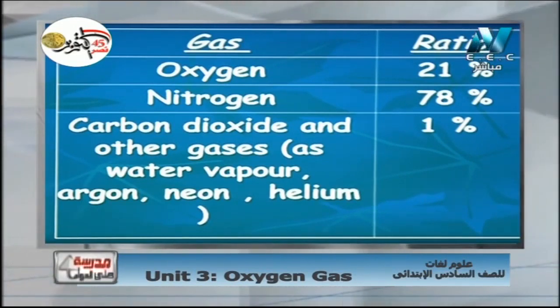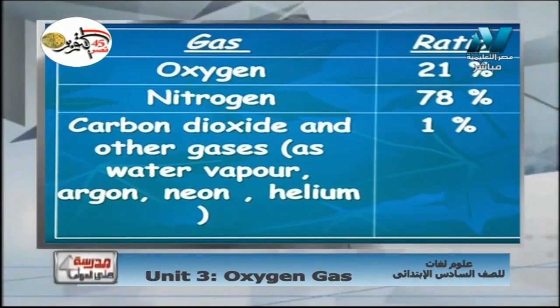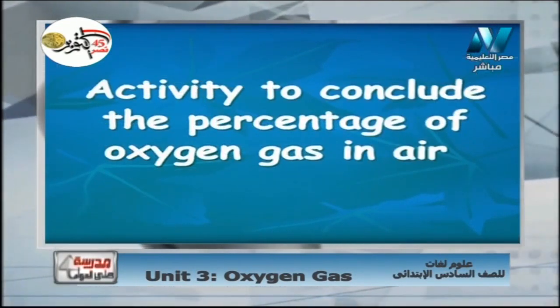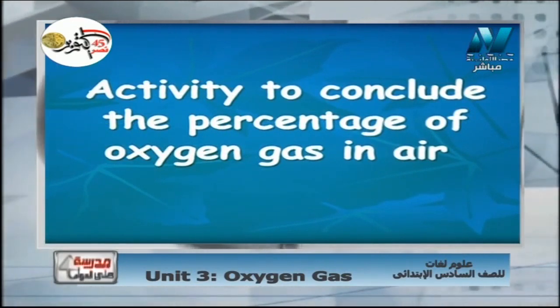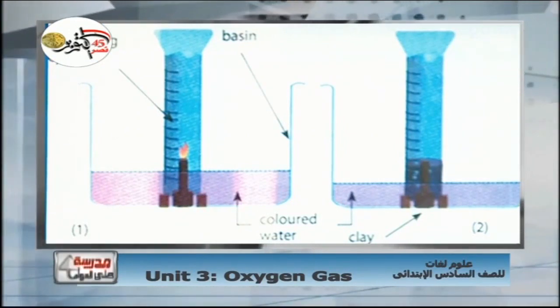Nitrogen gas is 78%. All the other remaining gases will be 1%. So now, from this activity we conclude that the percentage of oxygen gas in air is 1 over 5. This activity is very important, we will see it in the video right now.